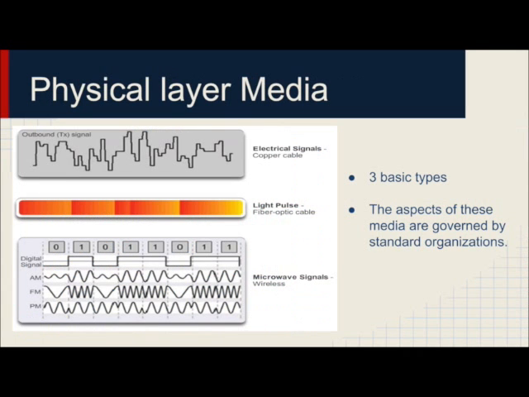Physical layer media. There are three basic types. Copper cable: the signals are patterns of electrical pulses. Fiber optical cable: the signals are patterns of light. Wireless: the signals are patterns of microwave transmissions. We can see all these patterns in the image.